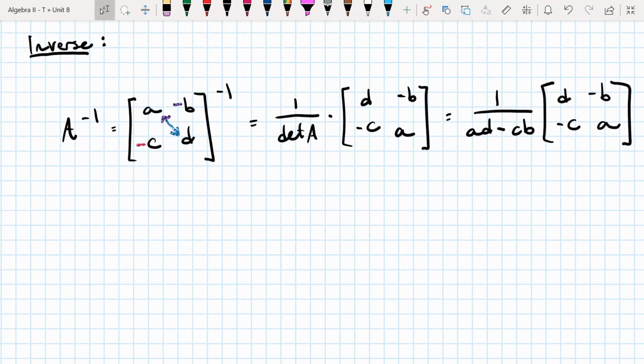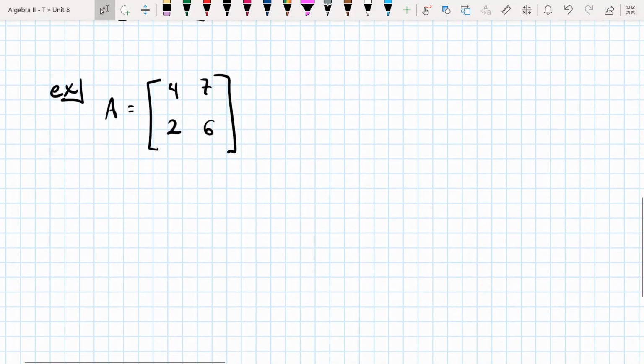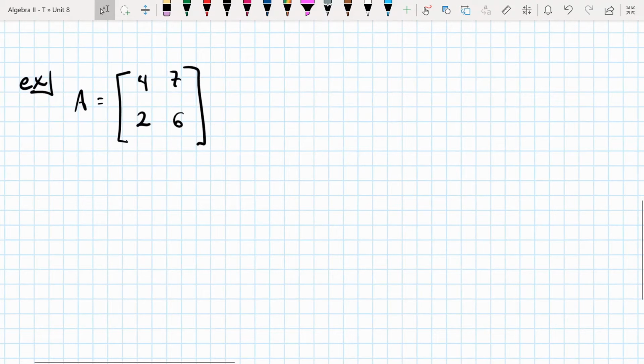So let me go through an example before we do a little bit of practice. So let's say I have the following 2 by 2 matrix. Okay, so we know how to do basic operations when we multiply and add matrices together. Let's find the inverse of this. Okay, so the inverse of A is represented by this term right here.